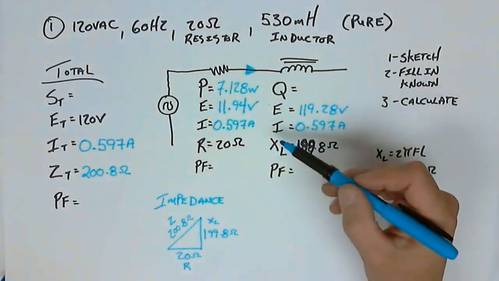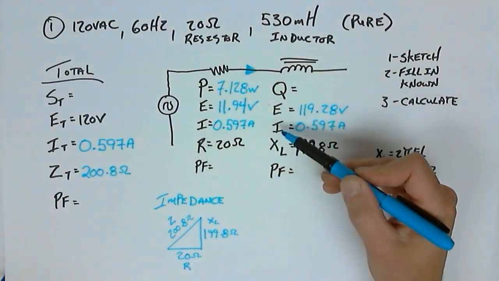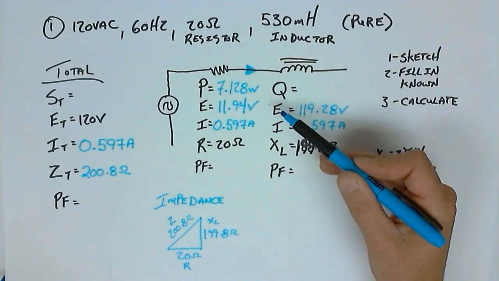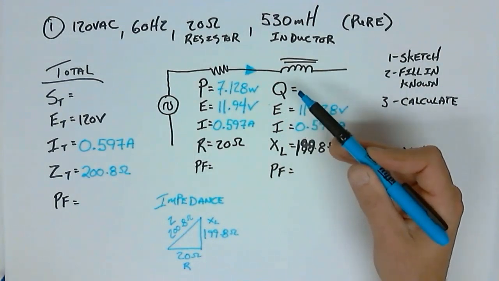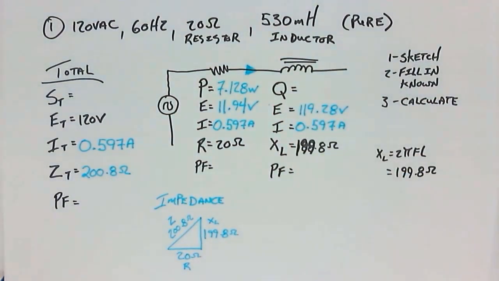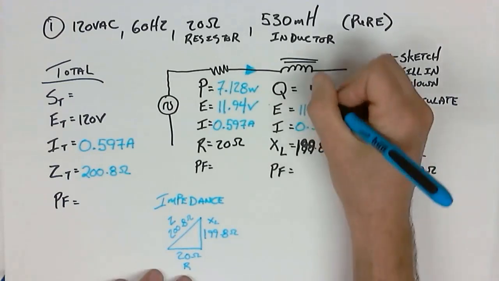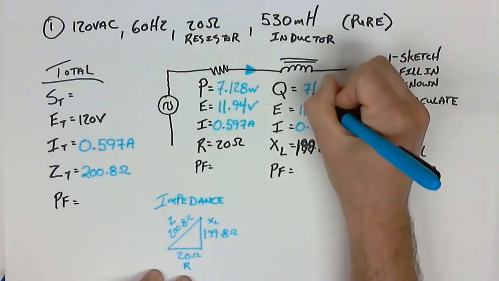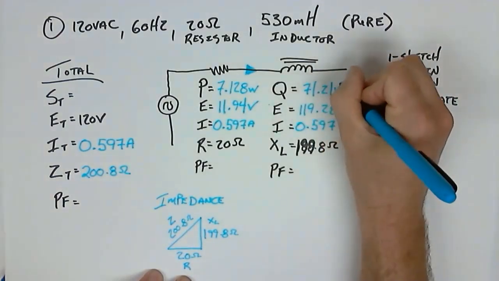Could I use these two numbers here to work out the VARs? For sure, because we know that the current through the inductor times the voltage across the inductor should render the VARs stored and released to the inductor. So 119.28 times 0.597 gives me 71.21 VARs.